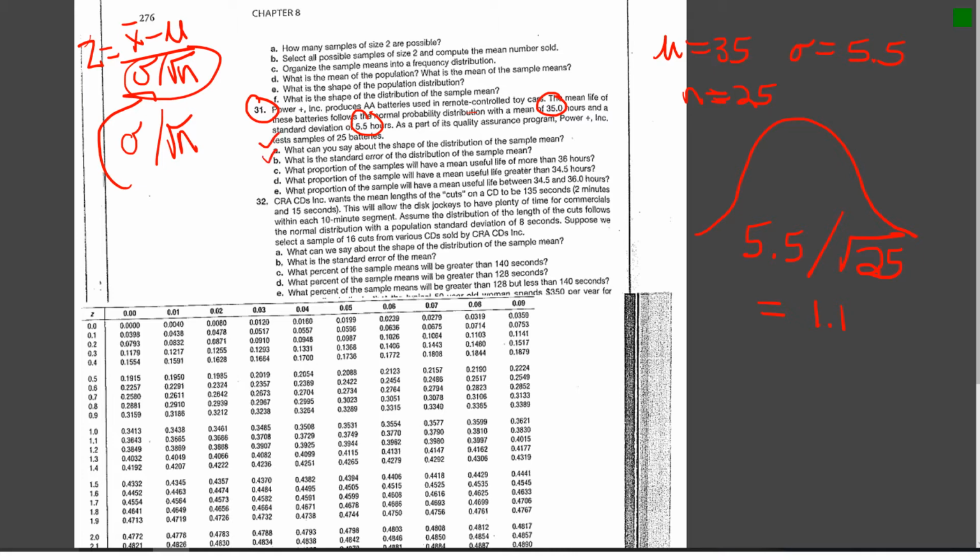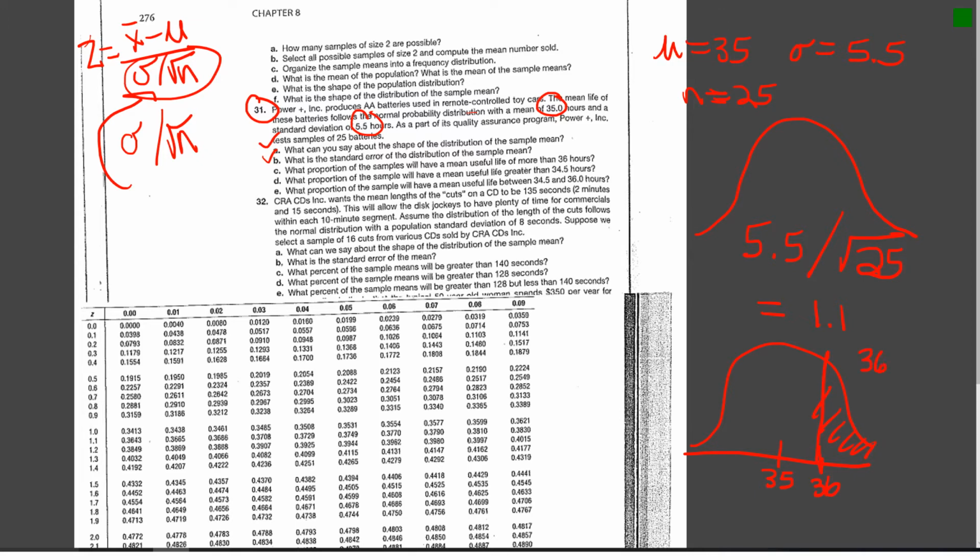Then, just like we did earlier in one of the previous examples, part C asks, what is the proportion of the samples that will have a mean useful life of more than 36 hours? Proportion, probability, area all mean really the same idea. So I'm going to draw my curve, just to give you the visual. 35 is going to go there, and it says more than 36, so here's 36. Draw my line. We want that area. We've got to convert 36 into a z-value.